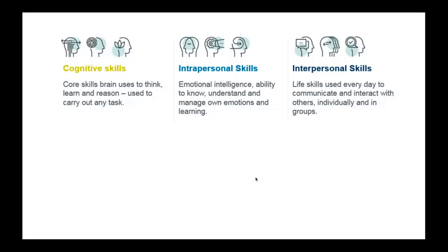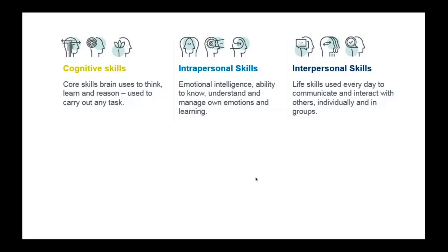But we also include these higher-level skills, these cognitive skills that the brain uses to think, learn, and reason, intrapersonal skills, so emotional intelligence and so-called metacognition, having a sense of your own knowledge and your own cognitive behavior, and of course, interpersonal skills, which are critical to communication and interacting with other human beings, so the ability to collaborate, communicate, all these sorts of things.